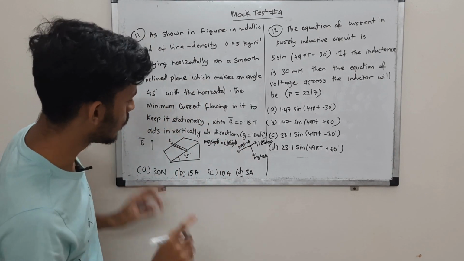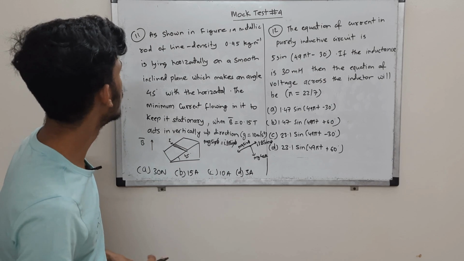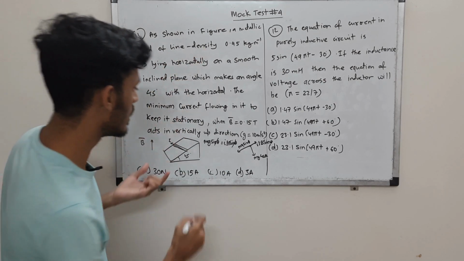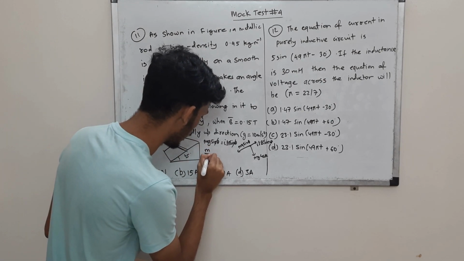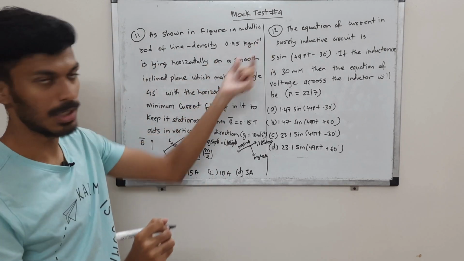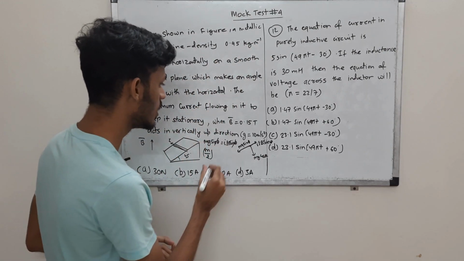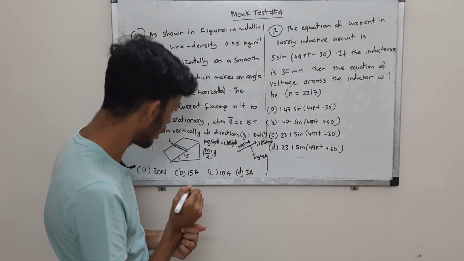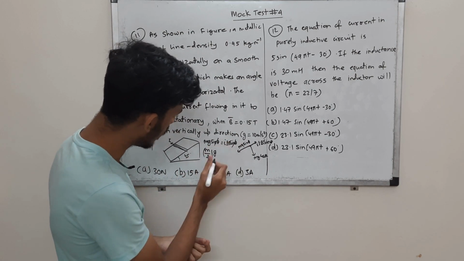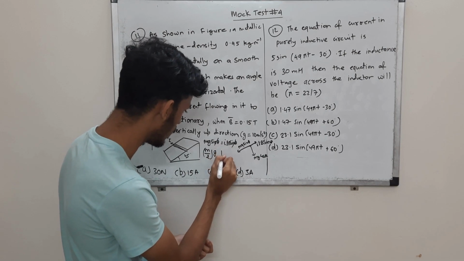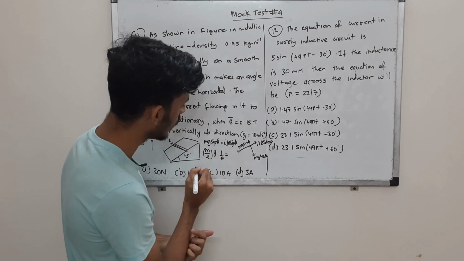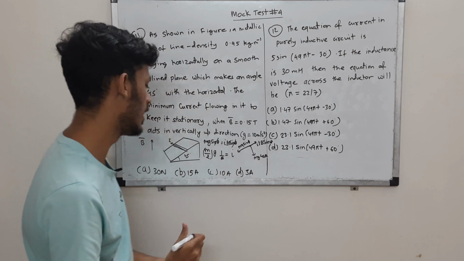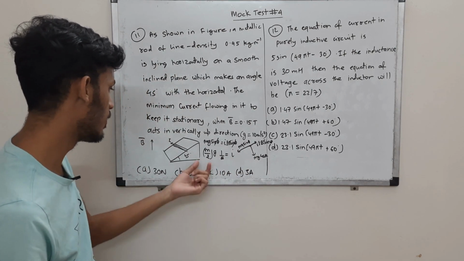So now we are supposed to find I. Here we are not given the length of the wire, but we are given the line density. So we are given m by L, kg per meter. G is taken to be 10. So m by L times G, divided by B. So here on the right hand side we'll have I. So what will be the value of I?